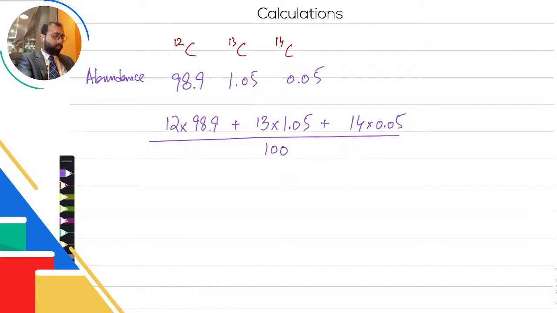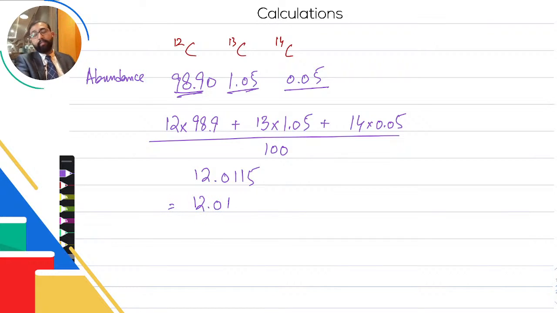So we have 12.0115, but I won't take that because my original values are to 1 decimal place or 2 decimal place. I'm going to just take it to 2 decimal place as well. So 12.01 is my relative atomic mass. This is my weighted average, so we call it relative atomic mass. All right, so that's what it is.